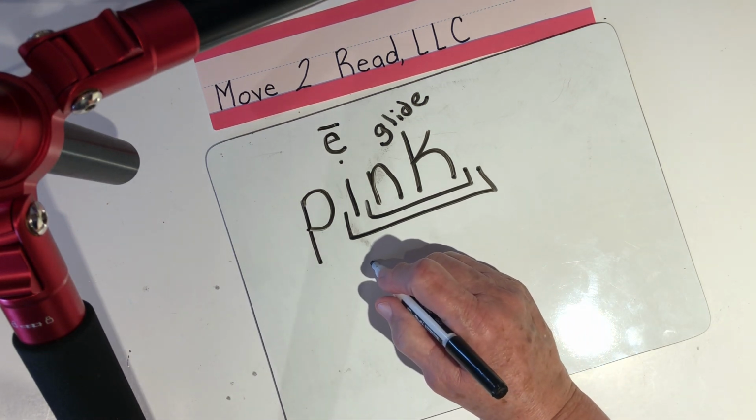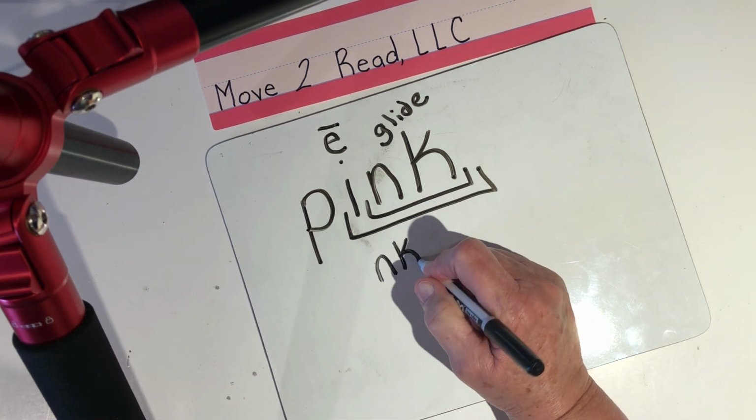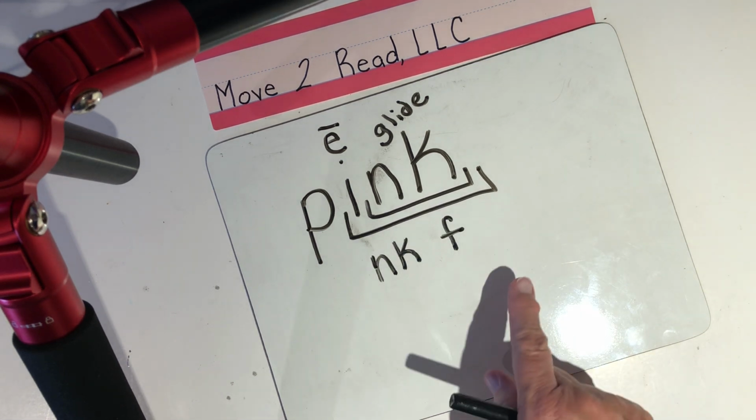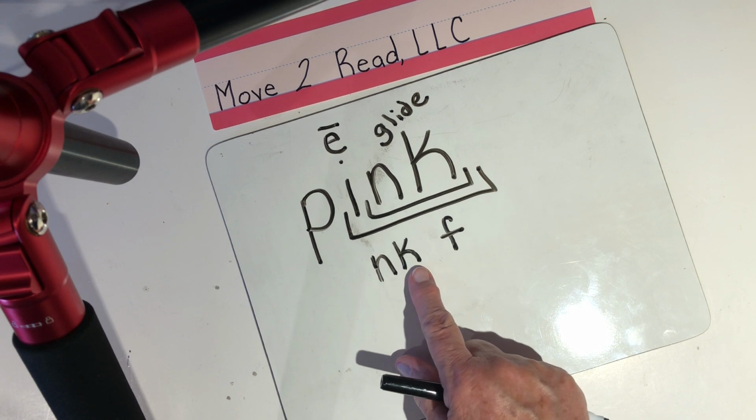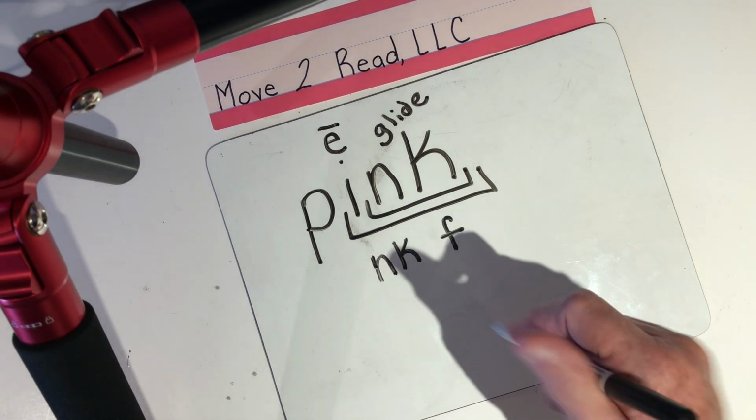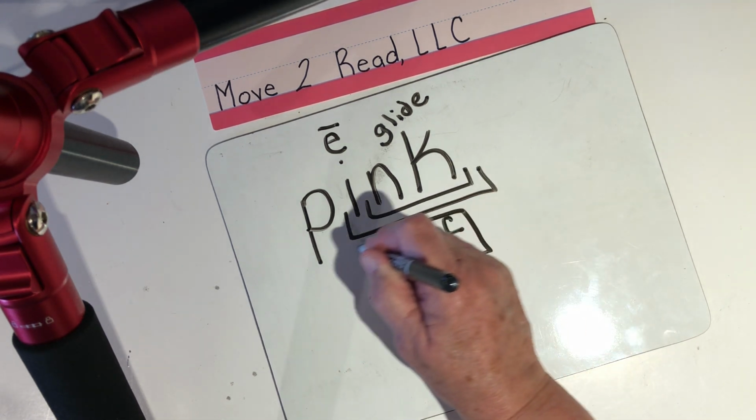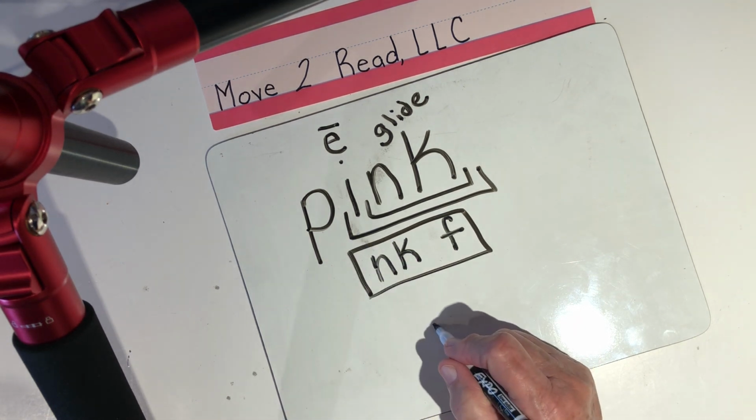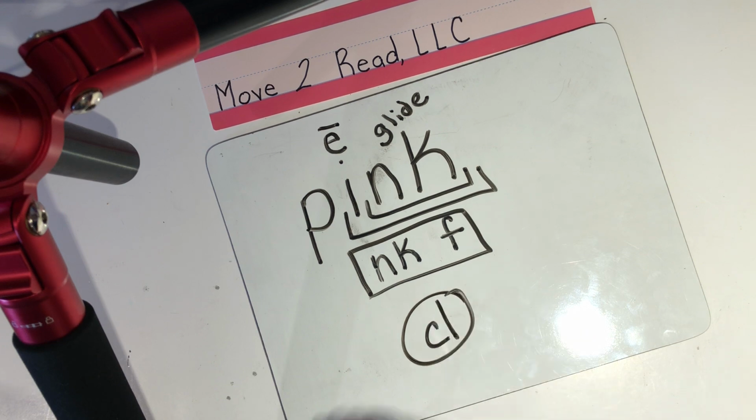Then we're going to do NK family. If you remember, for the NG family, it was NG and an F for family. We're going to put a big rectangle around it like we do for silent E. And it is a closed syllable word. So we are going to put the CL there for closed syllable.